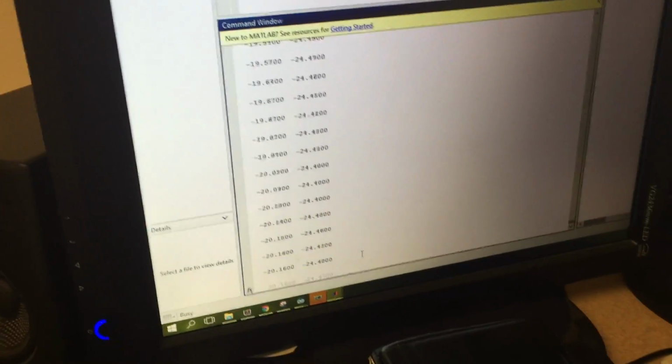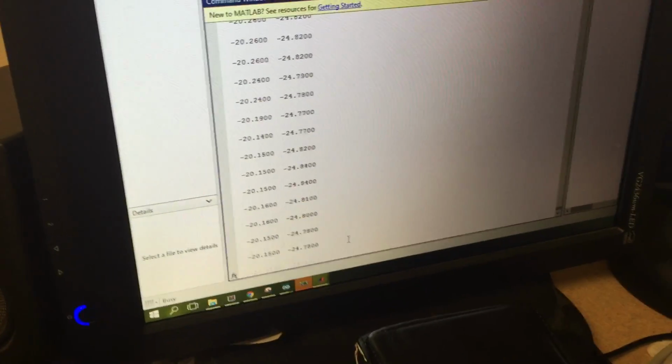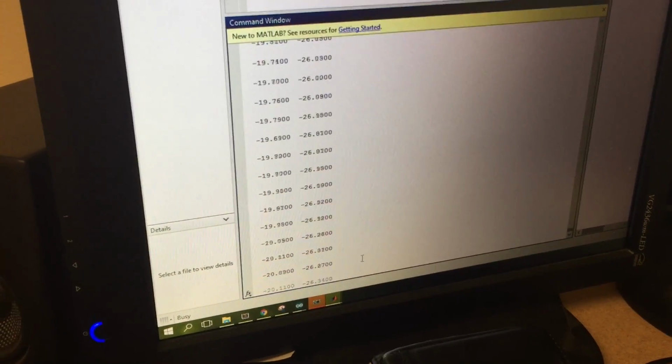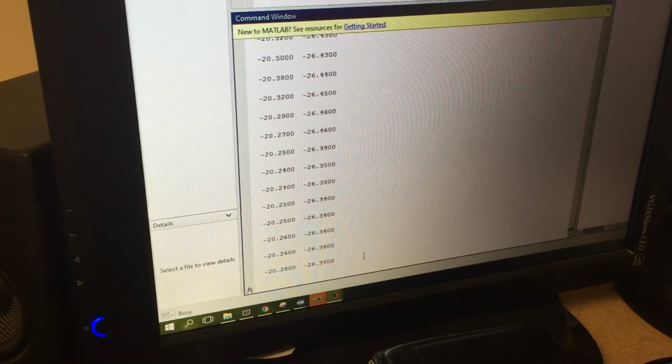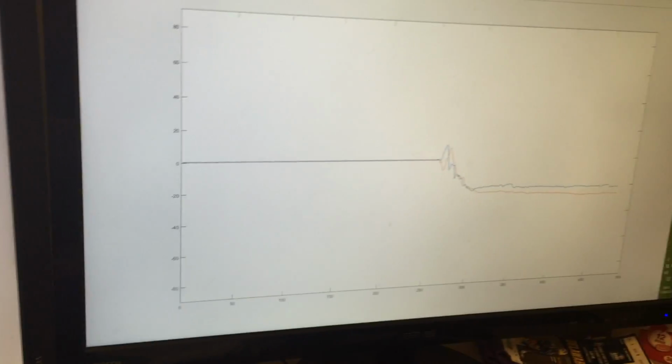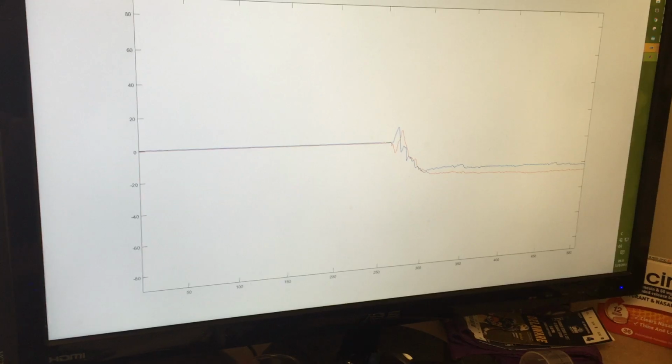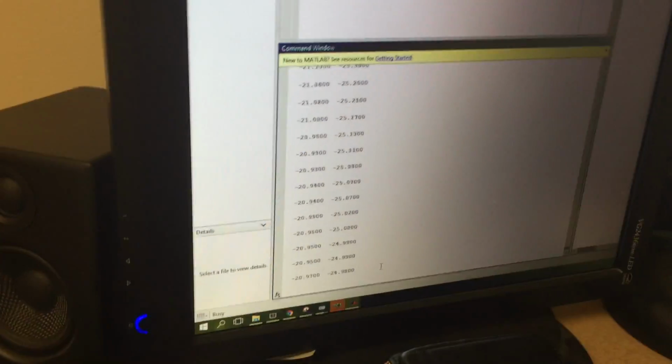And we can see that my hand is shaking here a little bit, but we can see that the pitch, which is shown on the right, in the left column, is showing at about 20 degrees. And the graph shows that the pitch is at 20 degrees.